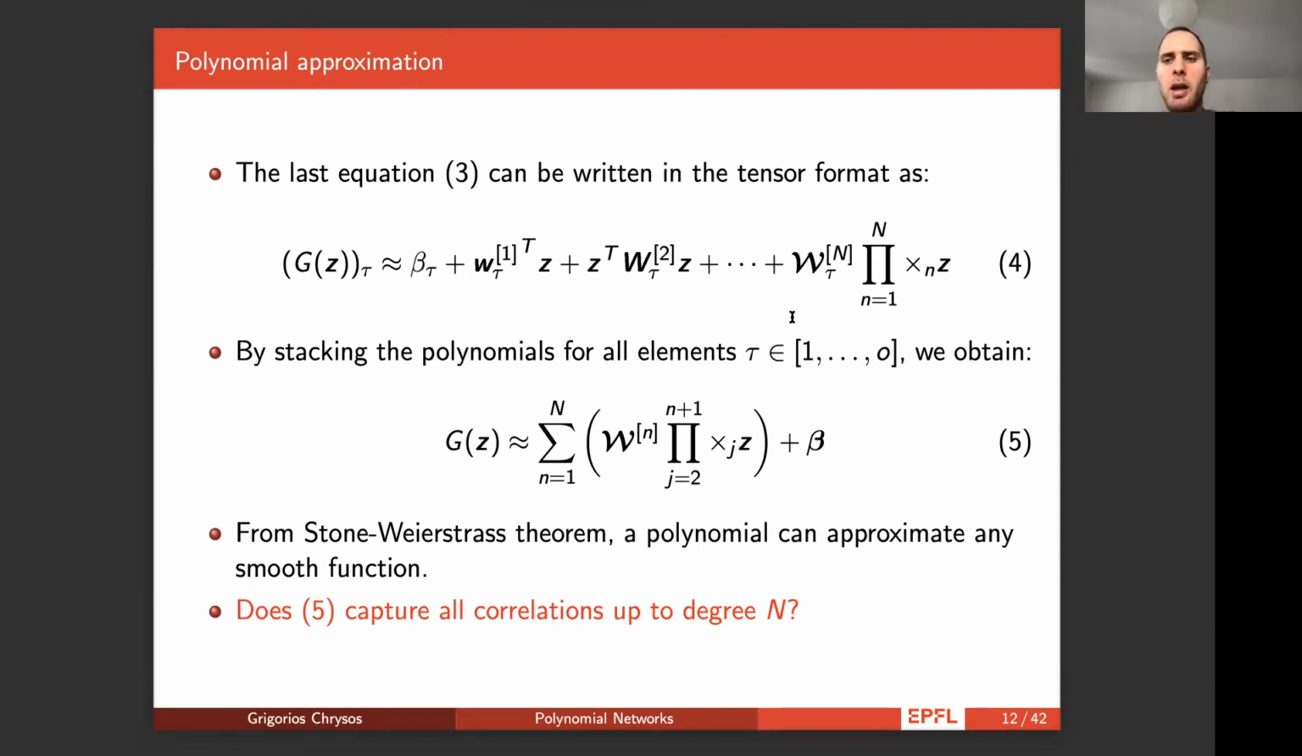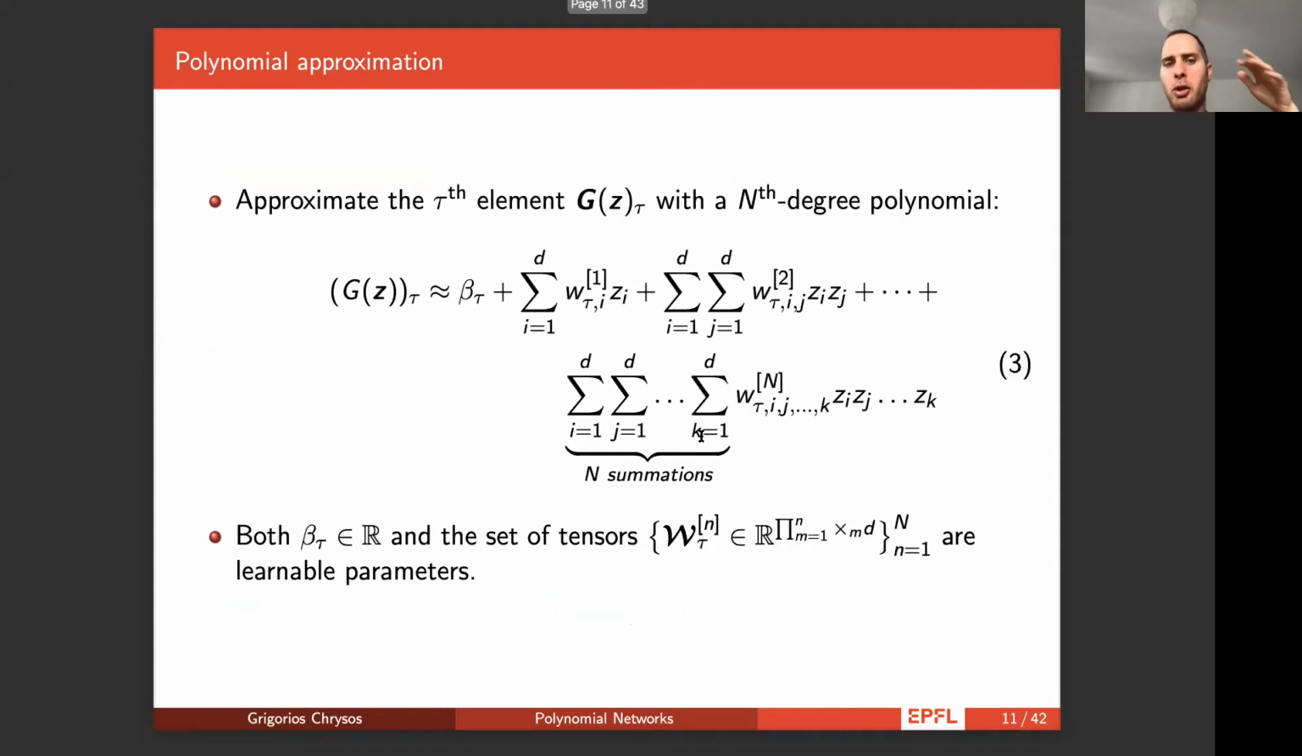Equation 4 is exactly like equation 3, I just used more compact notation. Then we started with the t-th element, but we can stack all of them together and obtain equation 5. Equation 5 is very compact. It might seem a bit mysterious, but essentially it is just equation 3 for every t element, written with tensor notation.